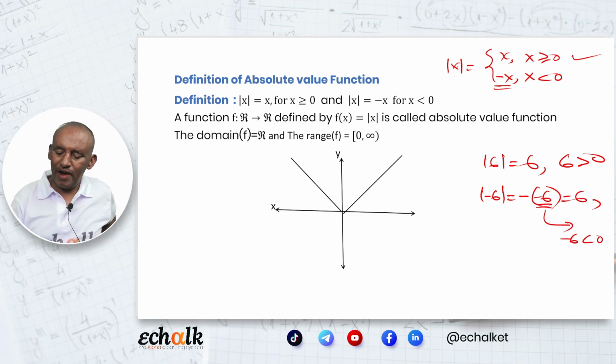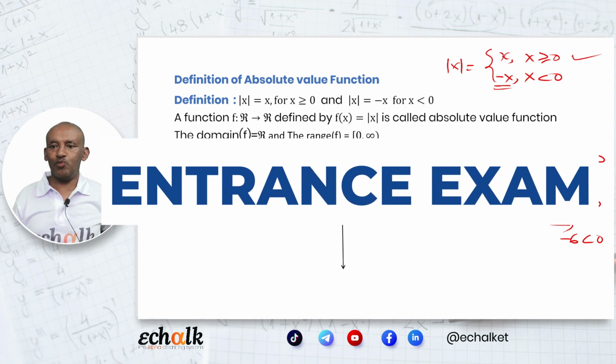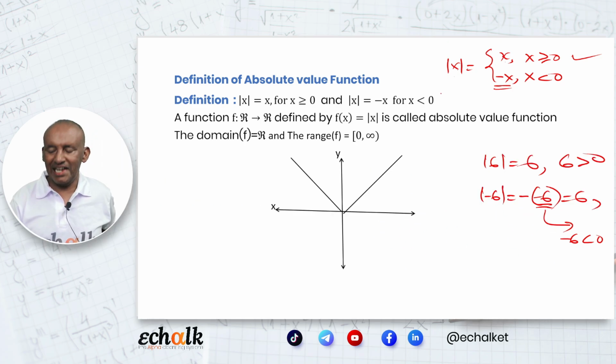So the absolute value of a number is itself if that number is positive. The absolute value of a number is the negative of itself if that number is negative. So we'll discuss this using examples.